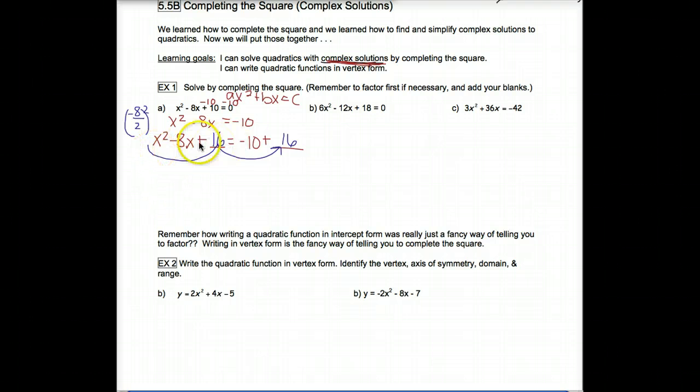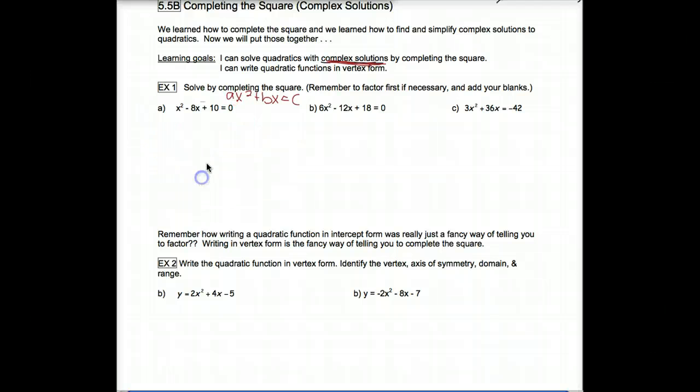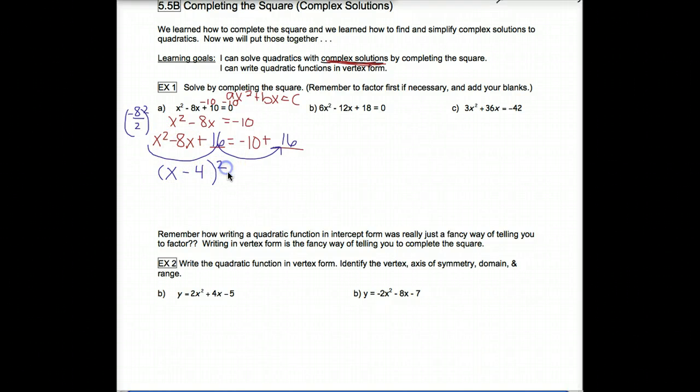So on the left side, simplifying means I need to factor it as a PST. So square root of x squared is x. Square root of 16 is 4. The sign in the middle is a minus, and all PSTs have a squared on them. On the right side, negative 10 plus 16 is positive 6. And so now I can solve by taking square roots. So square root both sides.